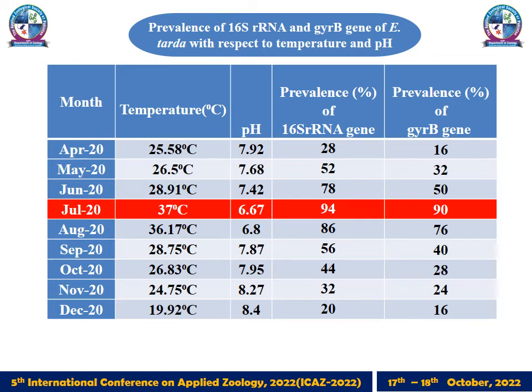And this table shows the prevalence of both target genes with respect to temperature and pH, and maximum prevalence of the 16S gene was recorded at 94%, and that of the gyrB gene 90%, in the month of July at 37 degrees Celsius and at 6.67 pH.